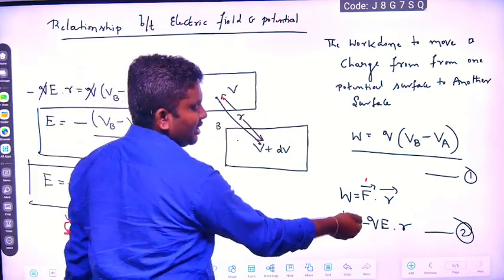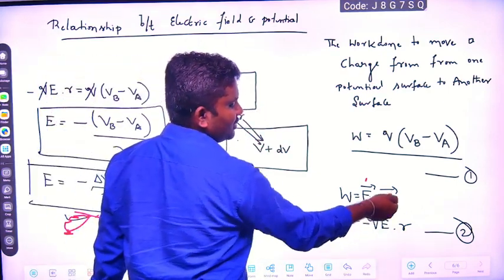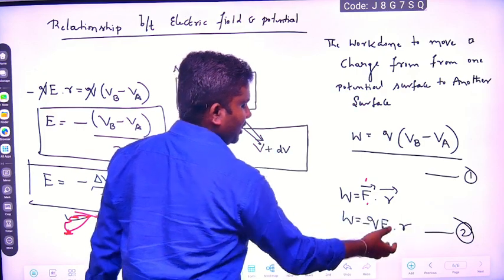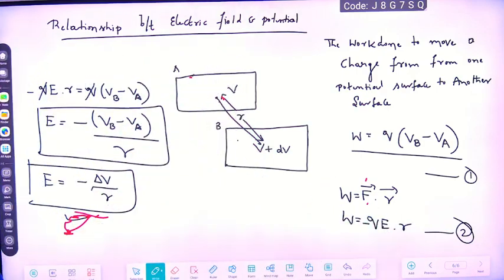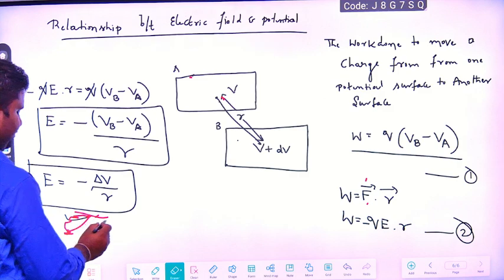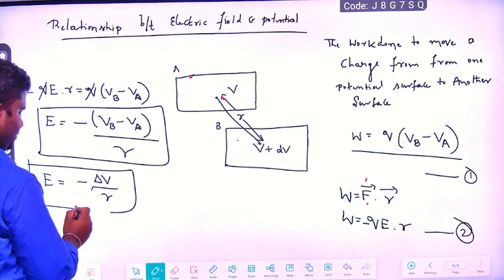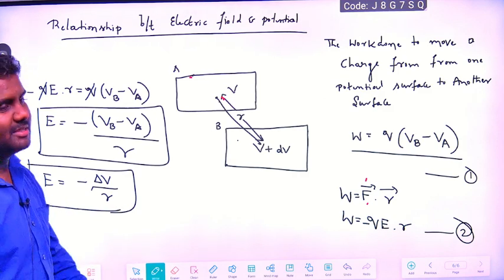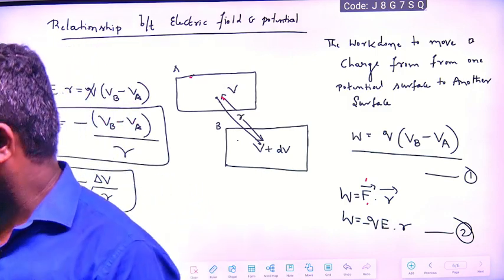That's why the work done we are doing is F into r, force into displacement. Force is Q into E into r. Just combine both, you will get the answer. This is easy. Okay, please take this. Very, very important.